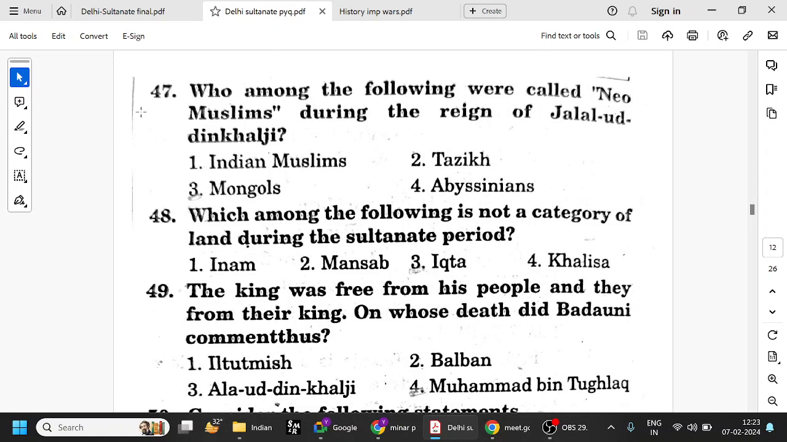Who among the following were called neo-Muslims during the reign of Jalaluddin Khalji? Jalaluddin Khalji is basically the father-in-law of Alauddin Khilji and the founder of the Khilji dynasty. And according to him, neo-Muslims were Mongols. Remember that. He called the Mongols neo-Muslims.